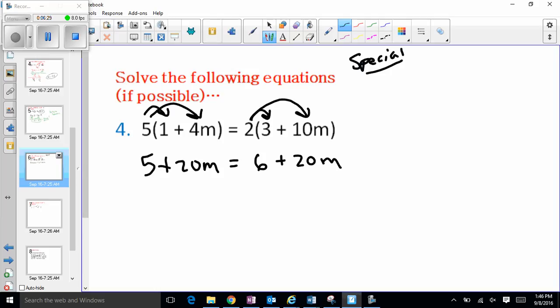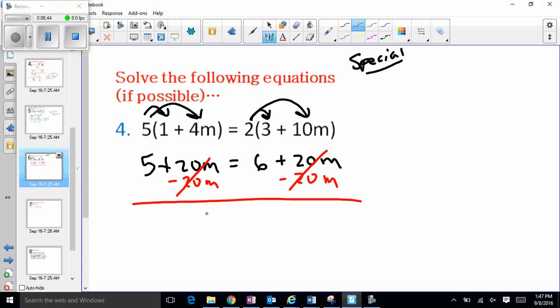If you look at the problem, they look kind of similar on both sides. The main thing being, if I were to take away 20m to try and cancel it out on this side, it's also going to cancel out on the other side. And what I'm left with is an equation that says 5 equals 6. When we get to that point, we realize this is not true. And if it's not true, then there are no solutions.